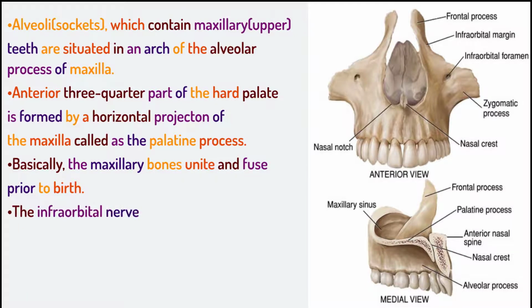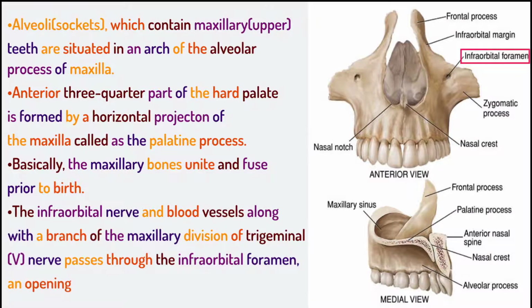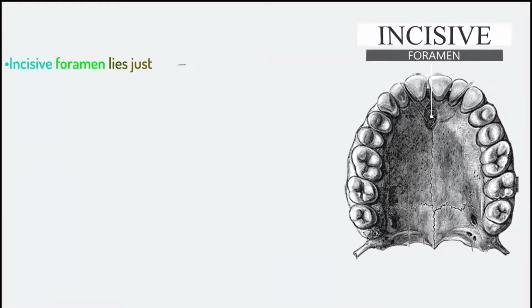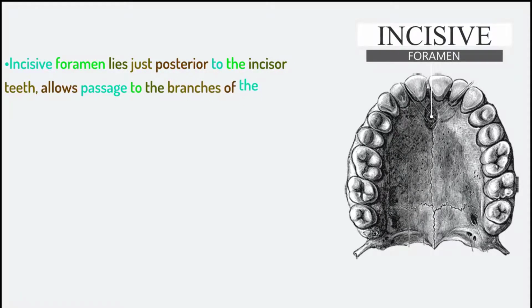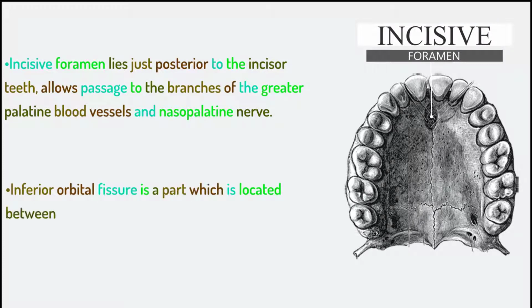The infraorbital nerve and blood vessels, along with a branch of the maxillary division of the trigeminal nerve, pass through the infraorbital foramen, an opening in the maxilla inferior to the orbit. The incisive foramen lies just posterior to the incisor teeth and allows the passage of branches of the greater palatine blood vessels and the nasopalatine nerve. The inferior orbital fissure is located between the sphenoid bone's greater wings and the maxilla.